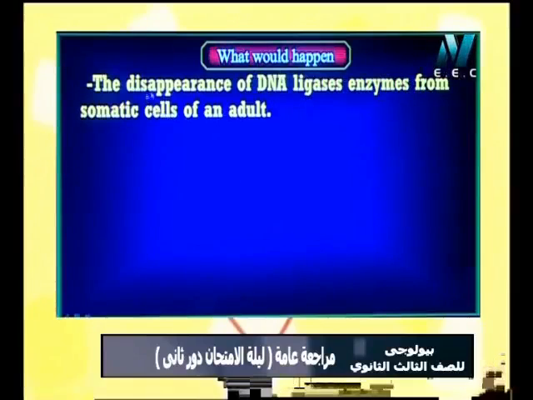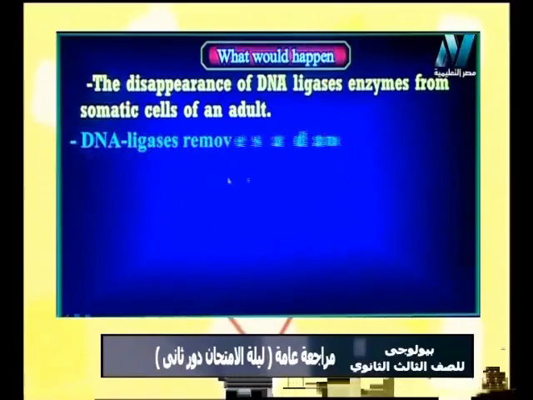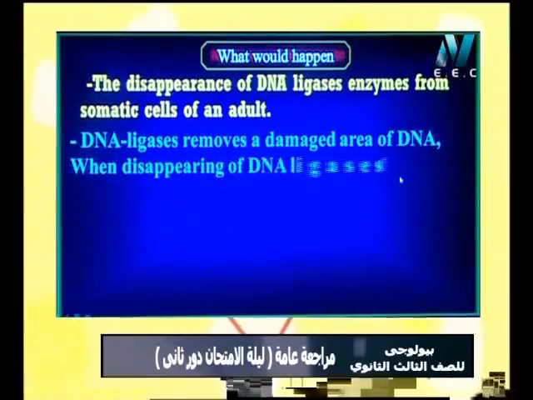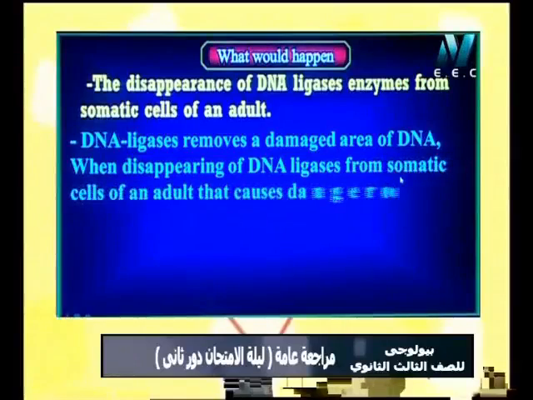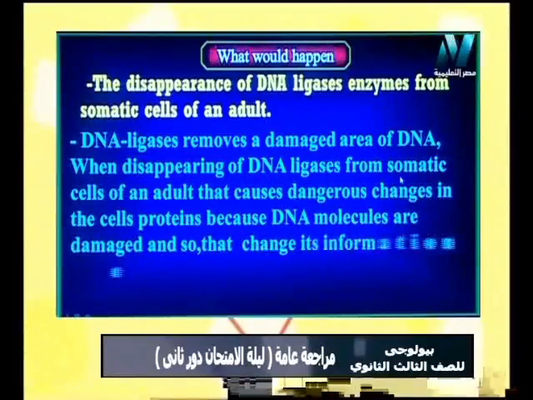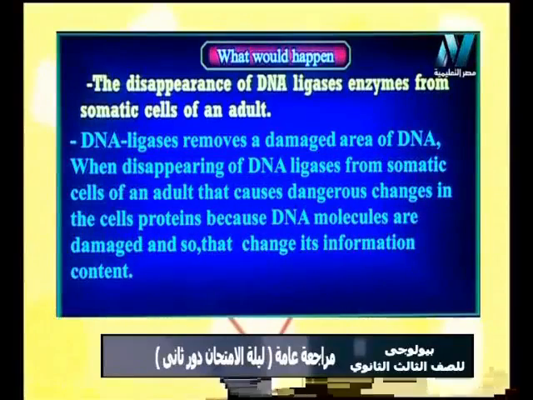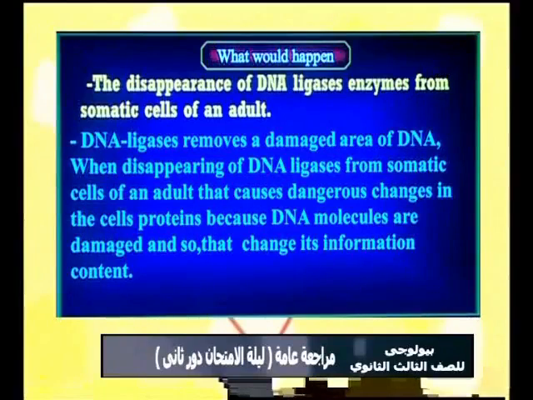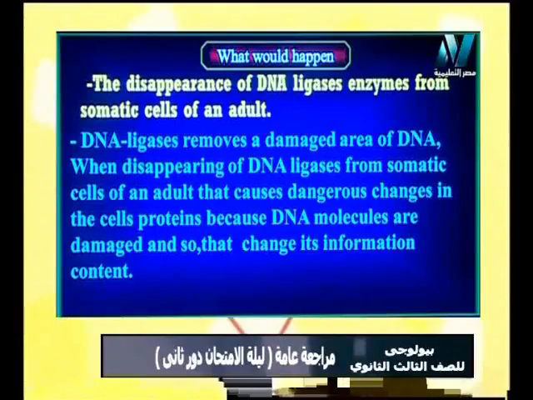طيب لو مفيش الانزيمز اللي بتعمل ريبيرنج الدامج بارتس اوف دي ان ايه عند السوماتيك سيلز اوف ادلتس يجرى ايه؟ بص كده، DNA ligase enzymes الفانكشن بتاعتها بتعمل ريموف دامج اريا اوف دي ان ايه. when disappearing of the DNA ligase enzymes from the somatic cells of an adult that causing the dangerous change in the cells protein because DNA molecule are damaged and so that they change its information contents.